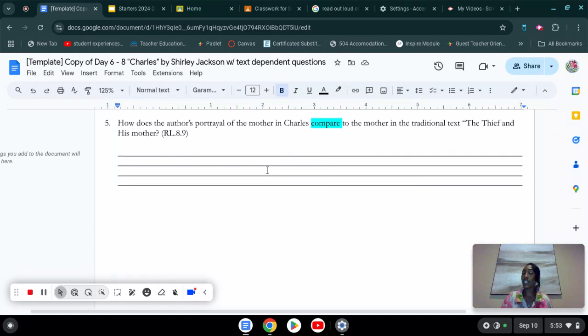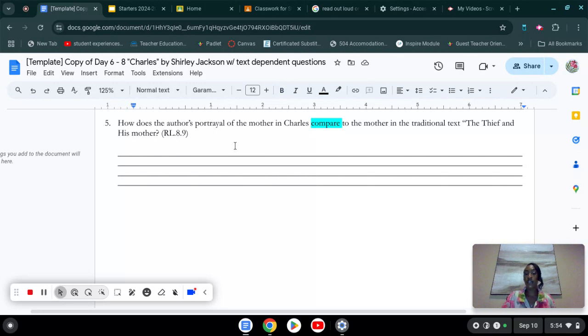And now last but not least, how are we going to compare Charles's mom to the thief and his mother's mom? So we're thinking about thief and his mother. The boy was stealing and doing all these bad things, and his mom was encouraging him. However, in this story, when Laurie is acting up, or he's kind of being mean to his dad, or he's misspeaking and his mom has to correct him, she's trying to correct his behavior. So that's something that I would add in there. So I want you to think about some other things that make the moms the same or different, and go ahead and write those down.